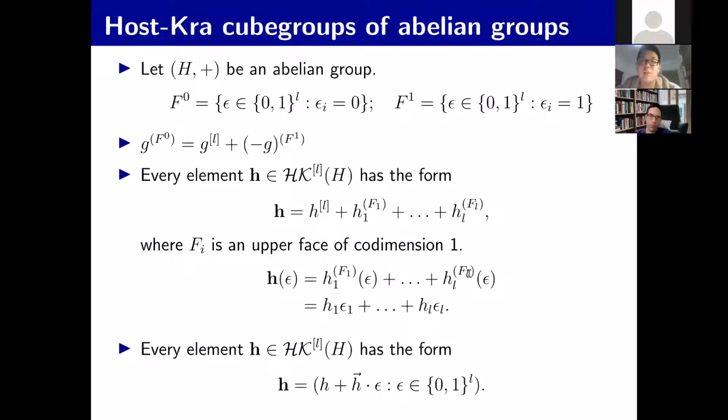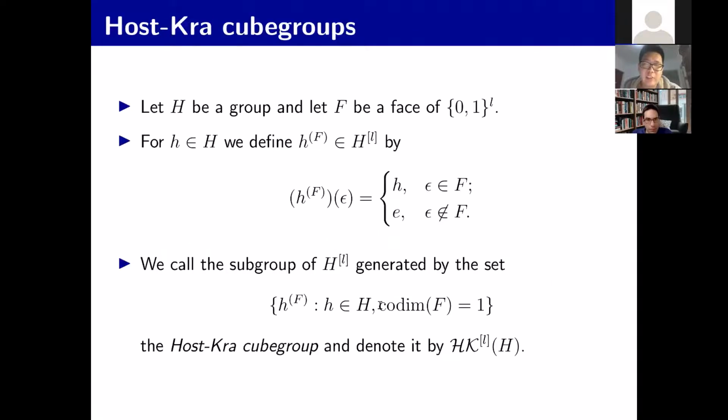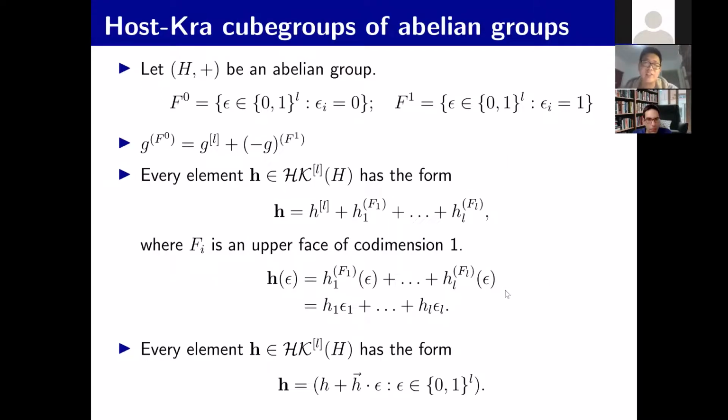And for an abelian group, a cube group can have a good representation. The first is that in the definition, we need to consider all faces of codimension 1, and here we claim that we only consider the upper faces. We only need to consider upper faces and the diagonal element, and that's enough. So we can say that every element can be written as this.